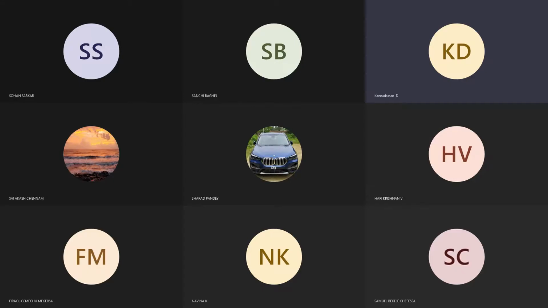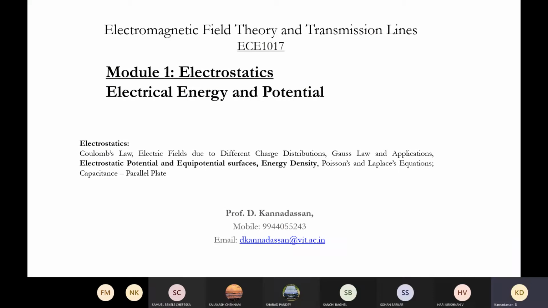So in the course on electromagnetic field theory and transmission lines, we have started with module 1, that is electrostatics. I already told you the idea of electrostatics. That is, we are going to describe the field due to charges, and the charges which are exerting the field distribution, and how to calculate one from another.